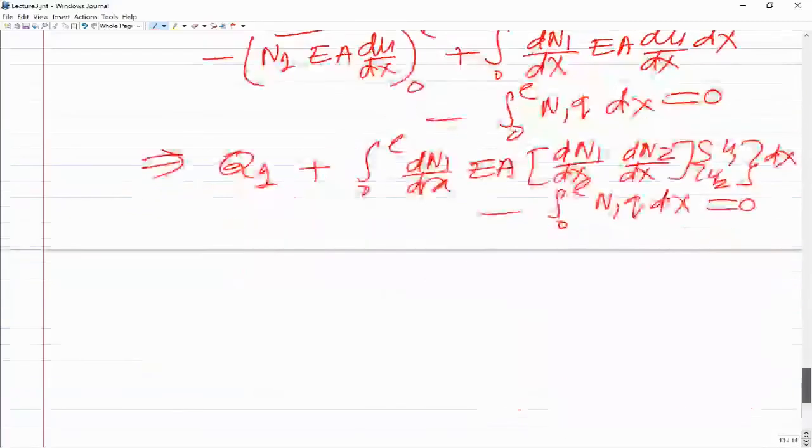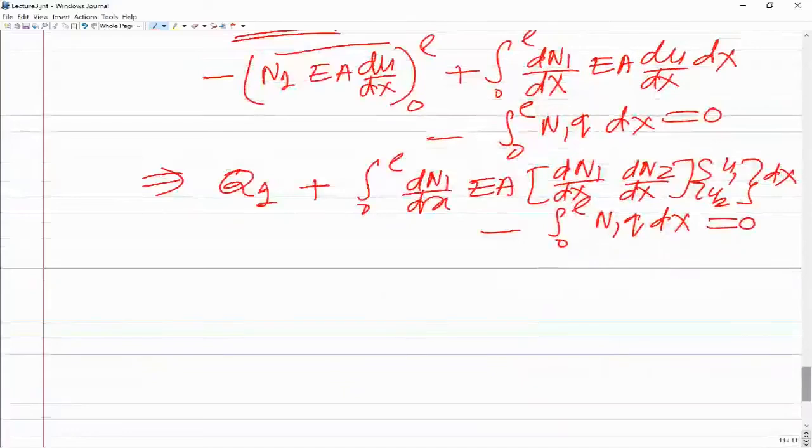Are you following this? So I am trying to develop the element level governing equation from the weak form directly. So this is what we get when we take w equal to N1.